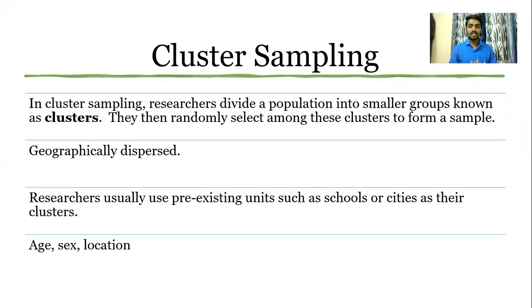So next we are starting with cluster sampling. In cluster sampling, the researcher divides a population into smaller groups known as clusters. So here what we are going to do is divide the whole population into small groups. Here they are called clusters.